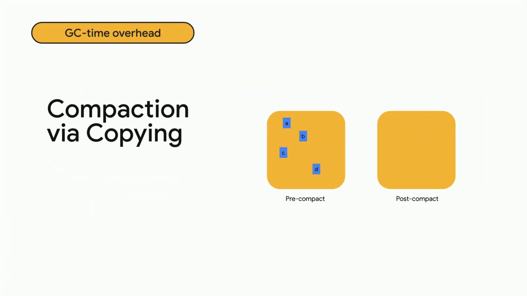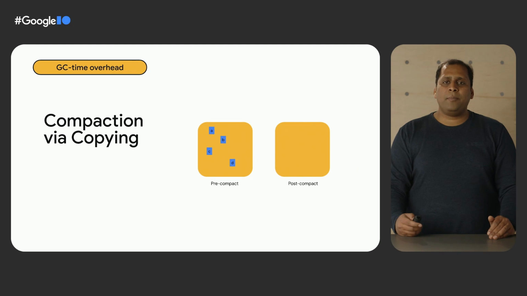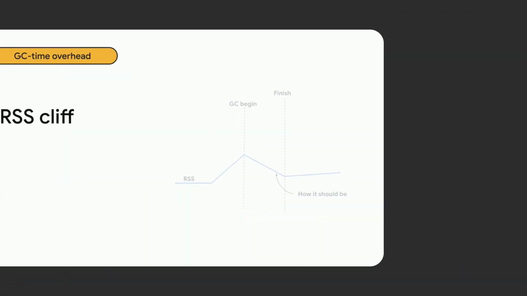In addition to the fixed overhead of the read barrier, there are some overheads that are incurred only when the GC is taking place. These are mainly due to the way the compaction algorithm works. In order to defragment the heap, it first copies all the scattered objects to another region contiguously, and then reclaims the space consumed by the scattered objects in the original region. Because of this, we observe what we call RSS cliff. RSS stands for resident set size, which is a metric of RAM consumed by a process.